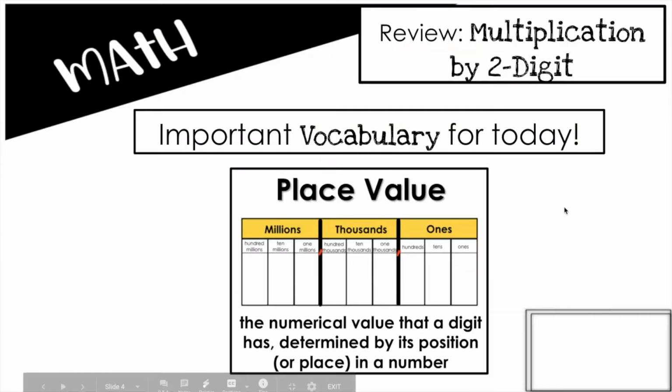All right, guys, let's start with our vocab. Important vocab for today, as I told you, never going away. Place value. It's the numerical value that a digit has determined by its position or place in a number. So again, today it said double digit, 2 digits. Now we're just going to have to be cognizant not just of a digit in one place value, but now we're dealing with a number that is 2 digits.